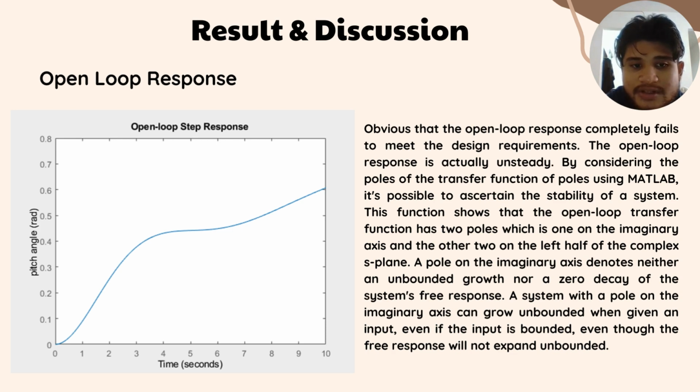A pole on the imaginary axis denotes neither an unbounded response nor a zero decay of the system's free response. A system with a pole on the imaginary axis can grow unbounded when given an input, even if the input is bounded, even though the free response will not expand unbounded.